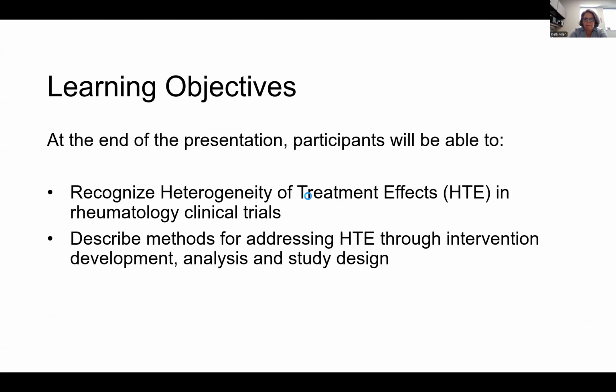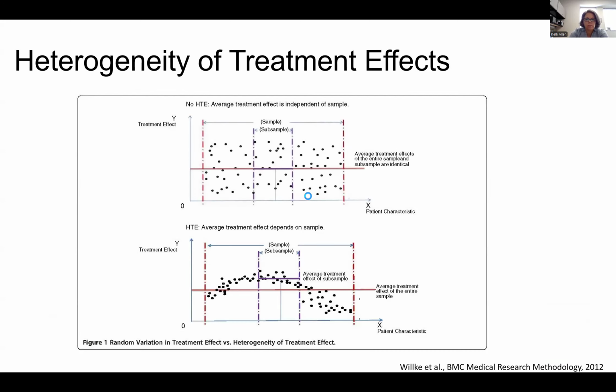There we go. Okay, so a couple learning objectives here today. One is just to be able to recognize heterogeneity of treatment effects, which I'll abbreviate HTE, in rheumatology clinical trials. And then second, to describe methods for addressing HTE in 3 broad ways. One's in intervention development, which is related to what Sandra just talked about, and then also in analysis and different types of study designs.